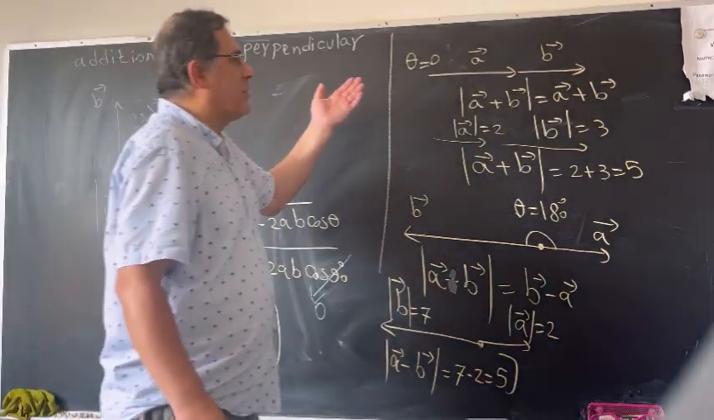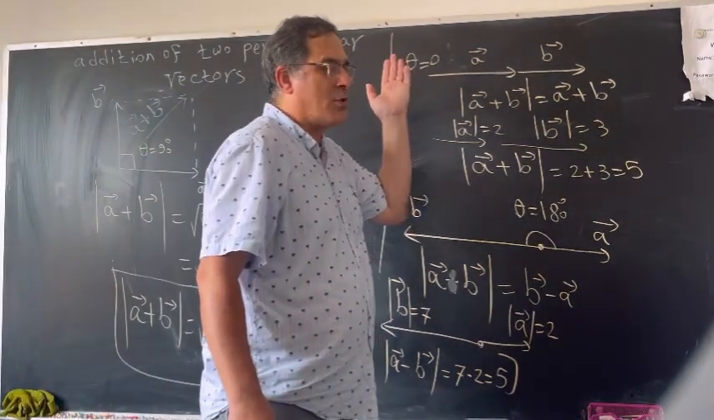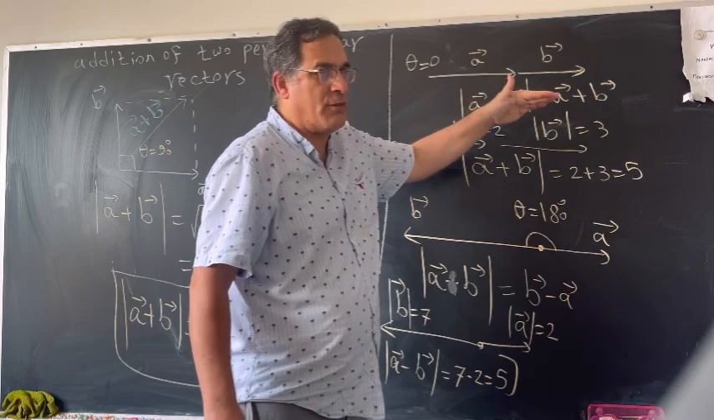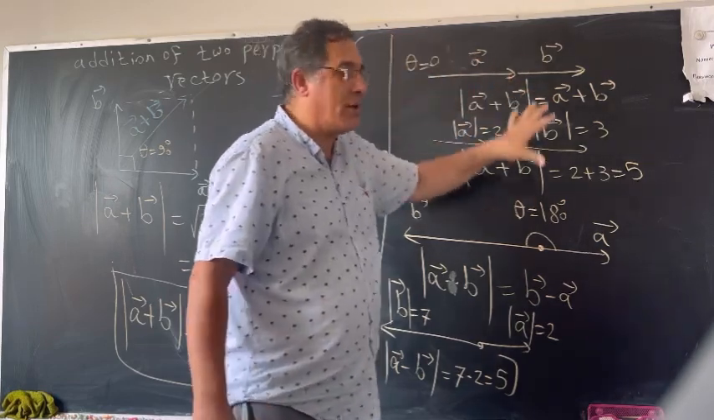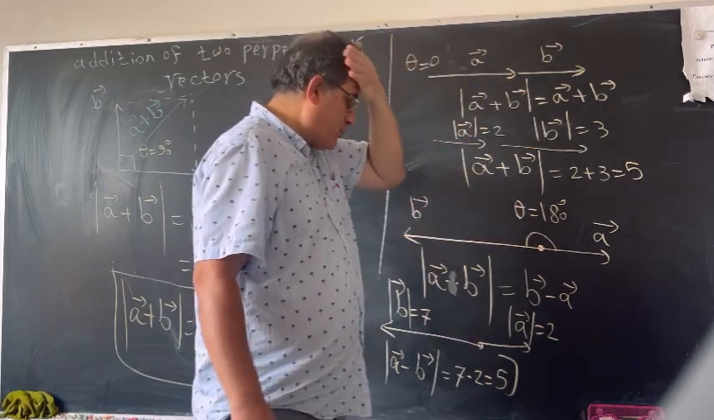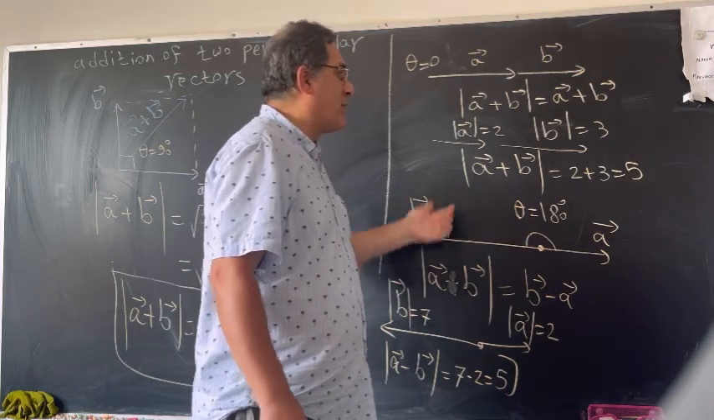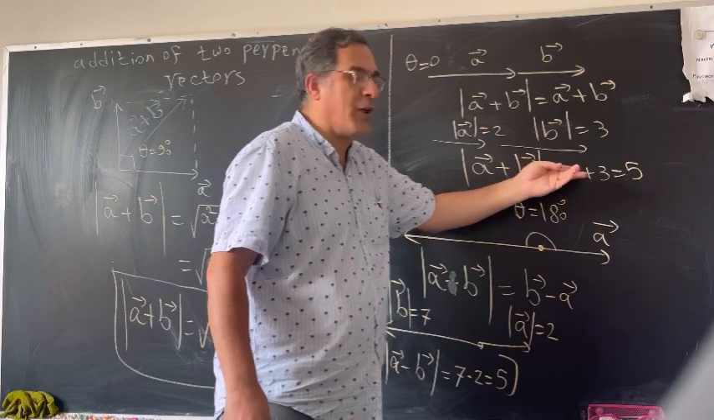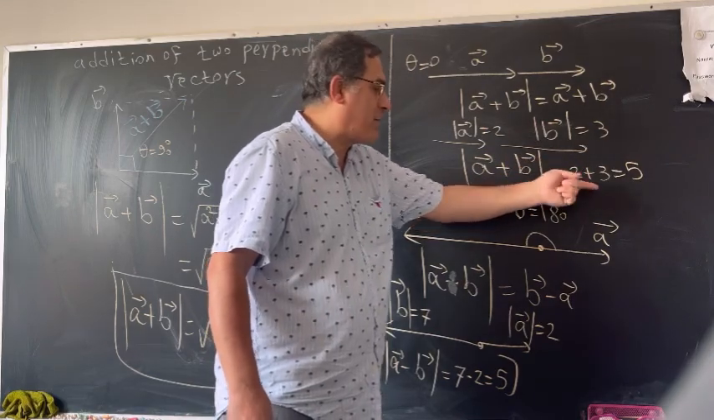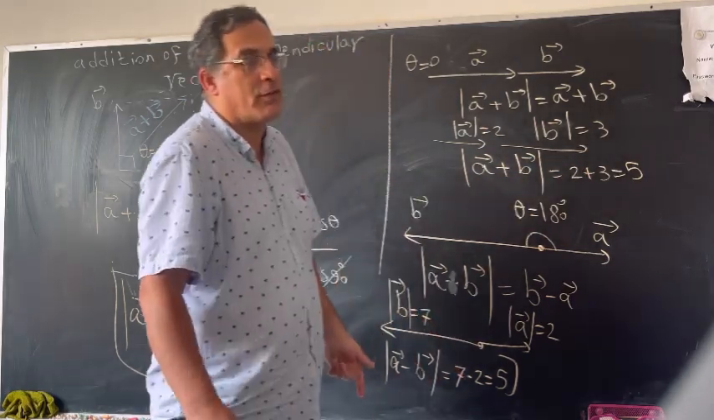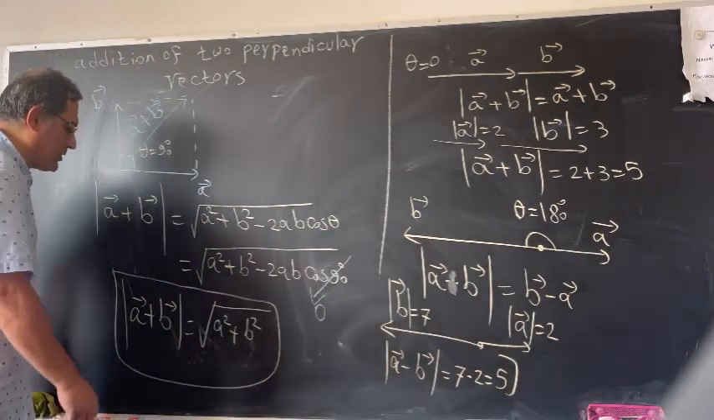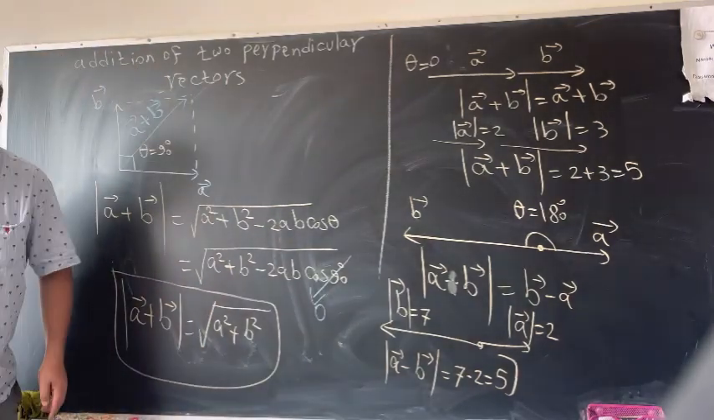As I told you, when the angle between two vectors is 0, the same direction, you add the two vectors together. When the two vectors are in opposite directions, making an angle of 180, you subtract, because this is opposite direction. You write it down, I give you an example.